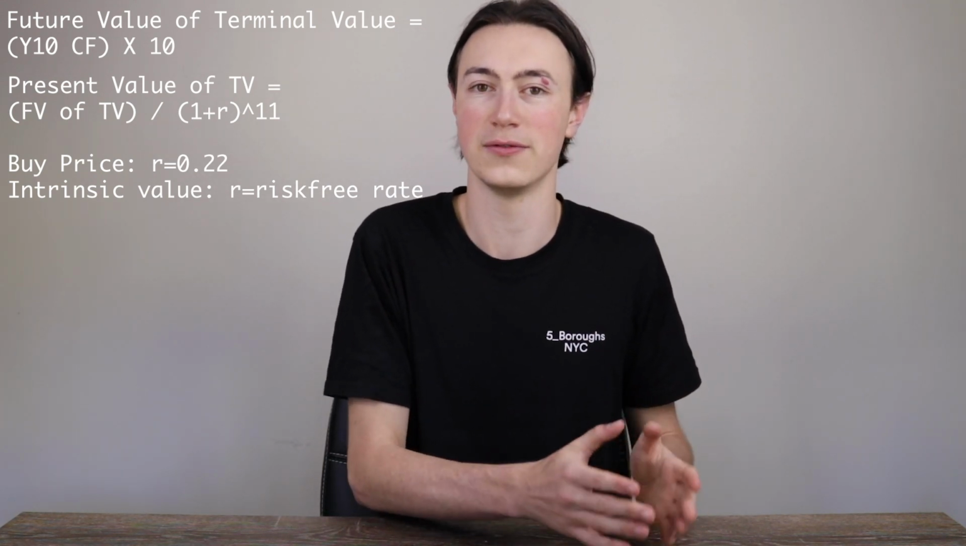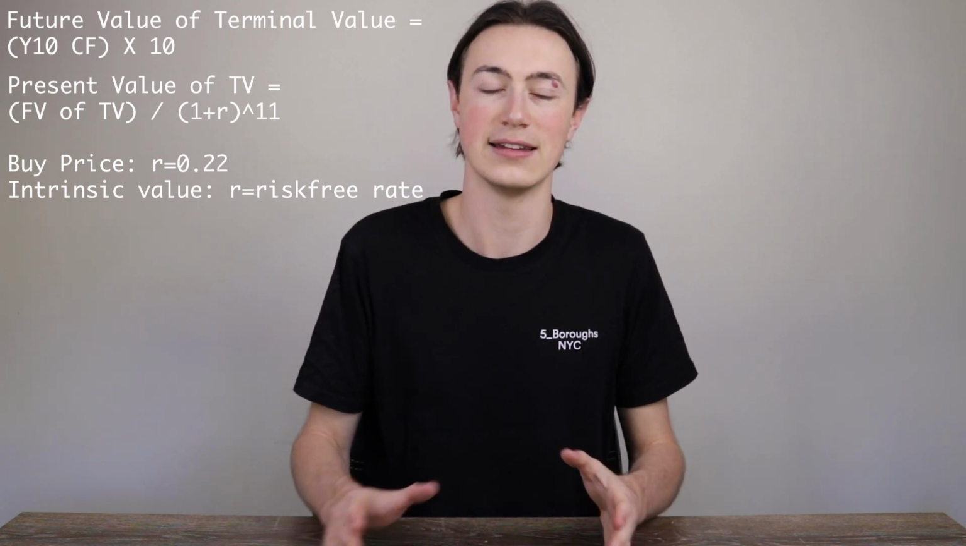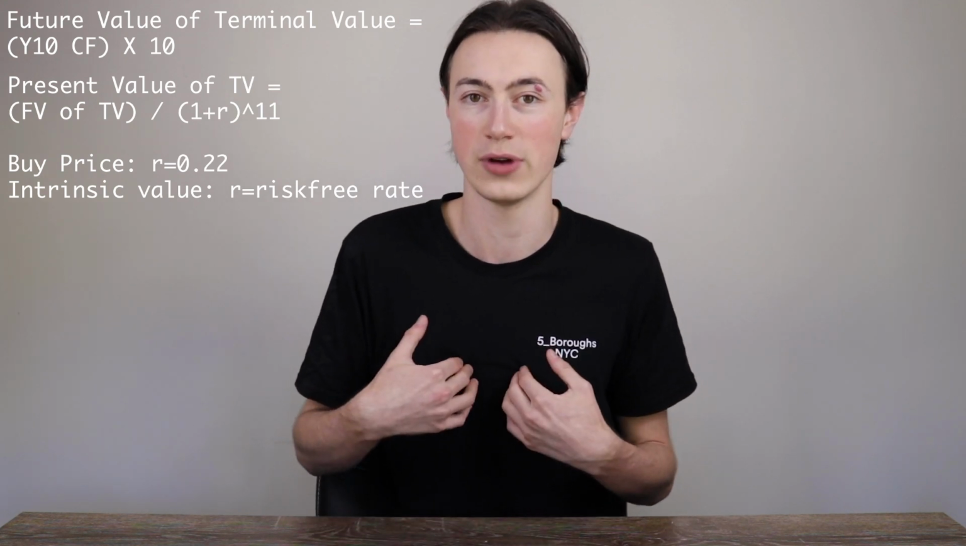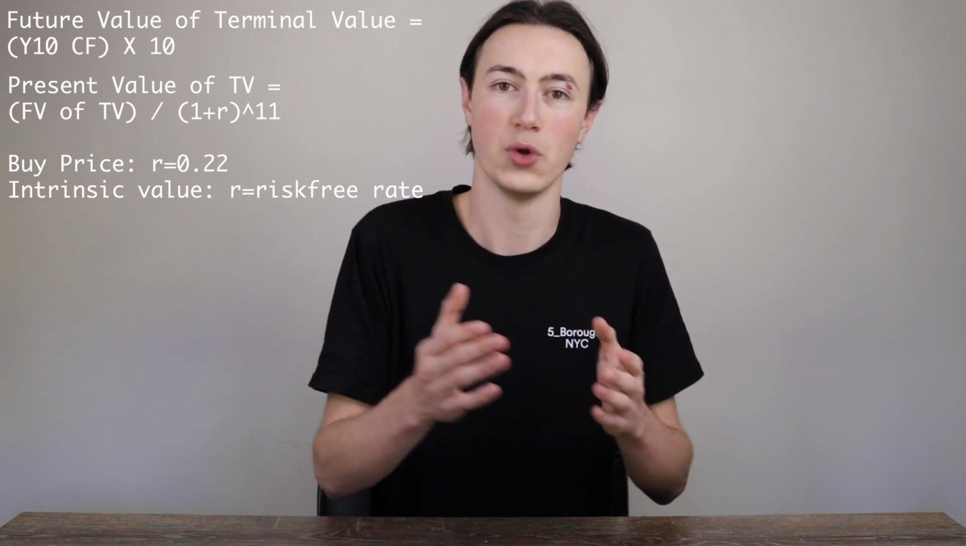And then we take the present value of all of those future cash flows, and that would give us either our buy price, if we're using our personal required rate of return as the discount rate, or intrinsic value, if we are using the risk-free alternative.